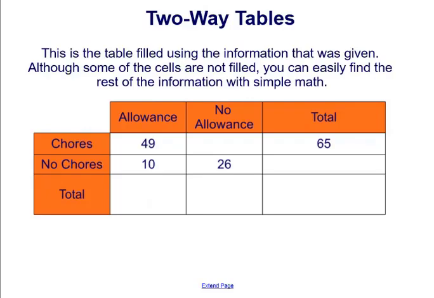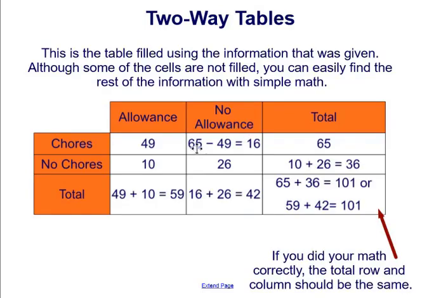Although some of the cells are not filled, we can easily find the rest of the information with simple math. Think if we're looking for totals, we can either add numbers together, or if we know the total and a part of the total, we can subtract the numbers to find the other part. So finding the no allowance and chores, we can subtract the 49 students who do chores and get an allowance from the 65 students that do chores and get 16.